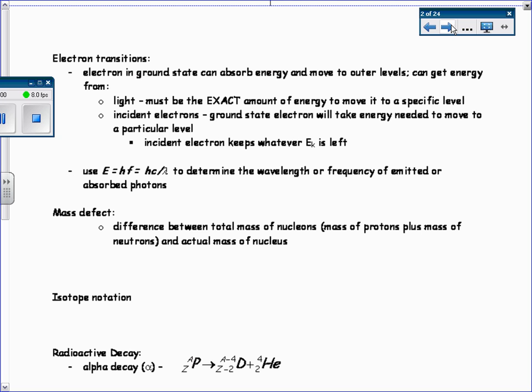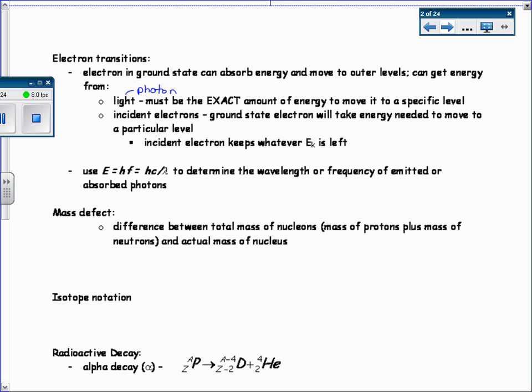So this just describes the energy transitions a little bit. An electron at ground state can absorb energy and move to outer levels. It can get its energy either from light, so from a photon. If it gets it from a photon, then it has to be the exact amount of energy. The photon has to give up exactly the right amount of energy, then that photon doesn't exist anymore because it's absorbed, right? And that gives you the missing lines in the absorption spectrum.